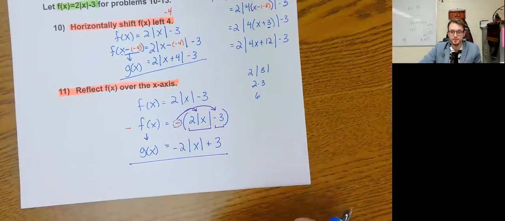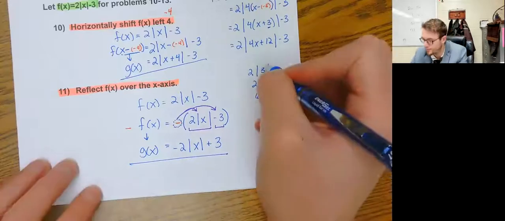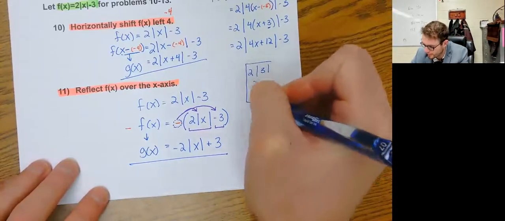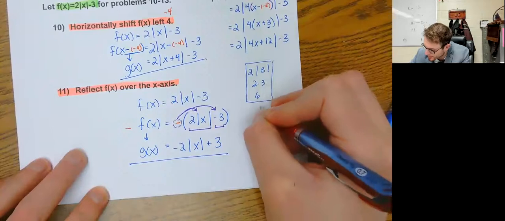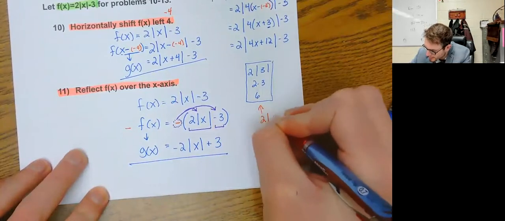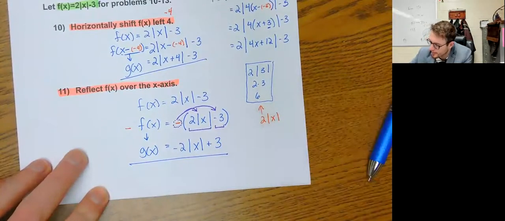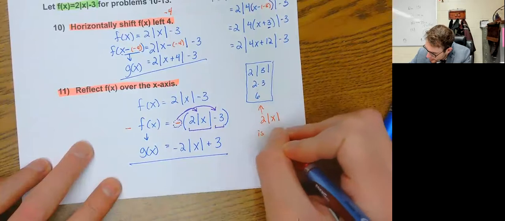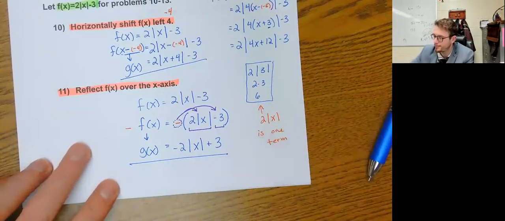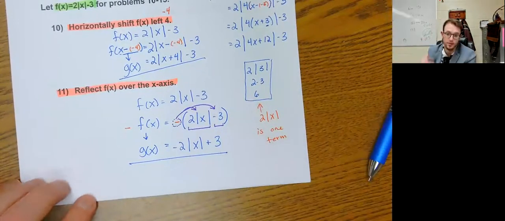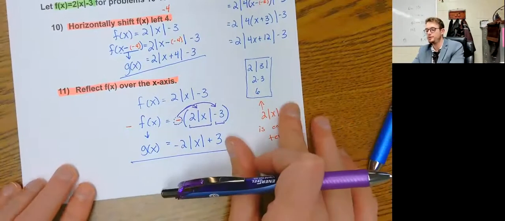All right. So the whole point of this is 2 absolute values of x is one term. All right, it becomes one thing. Last 2 examples.